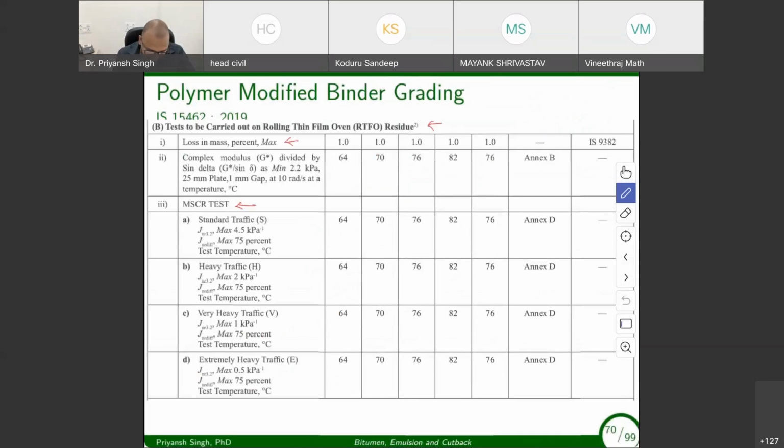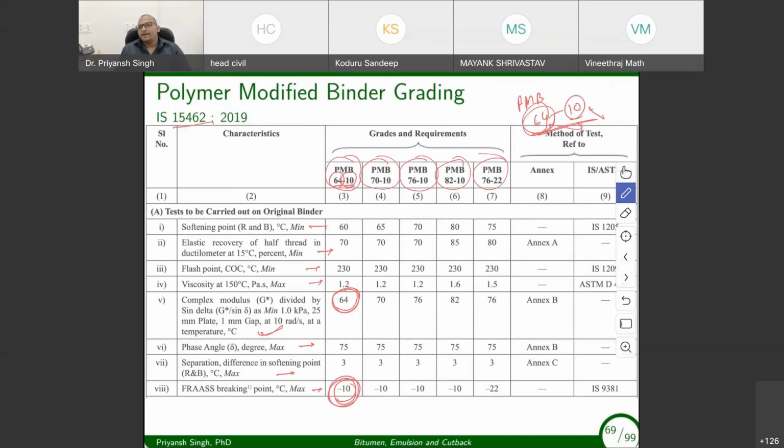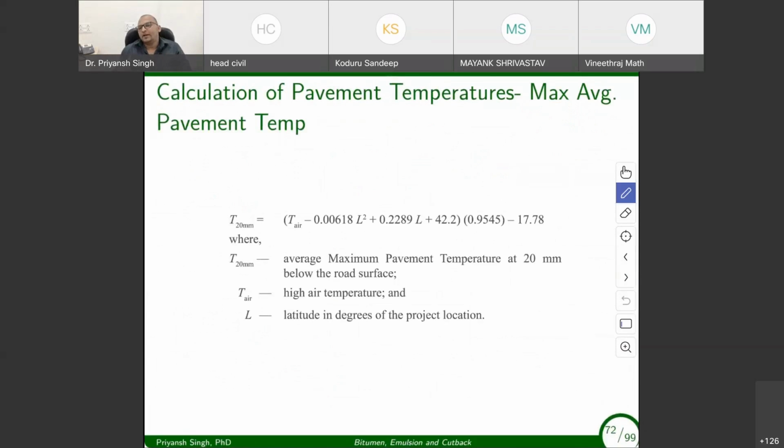Now, if you have graded your binder in a particular grade as per this code, let's suppose I've graded my binder and got a grade of 60-10. There is a concept of grade bumping now taken in this polymer modified binder grading system. Let's try to understand what this grade bumping is. Before that, let's see how the grade will be decided for a particular region. What grade will you use? That will depend upon the maximum average and the lower temperature of the region.